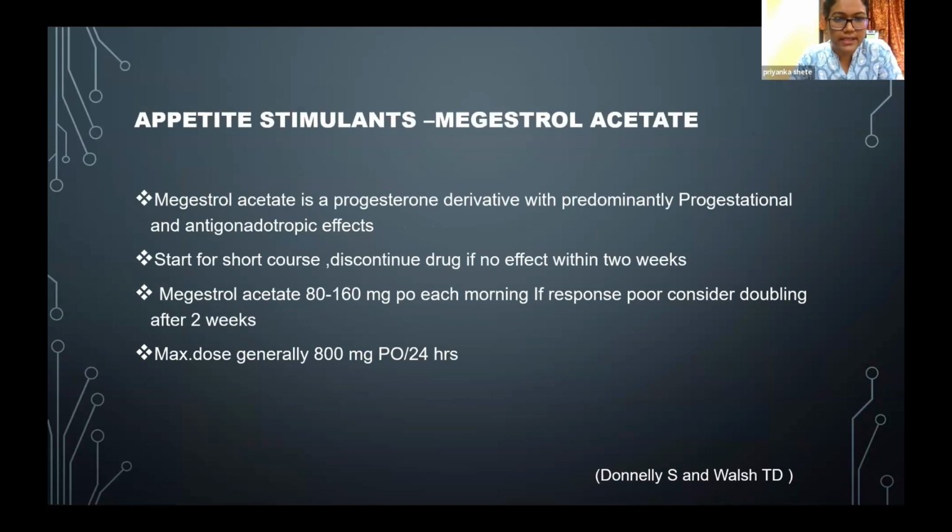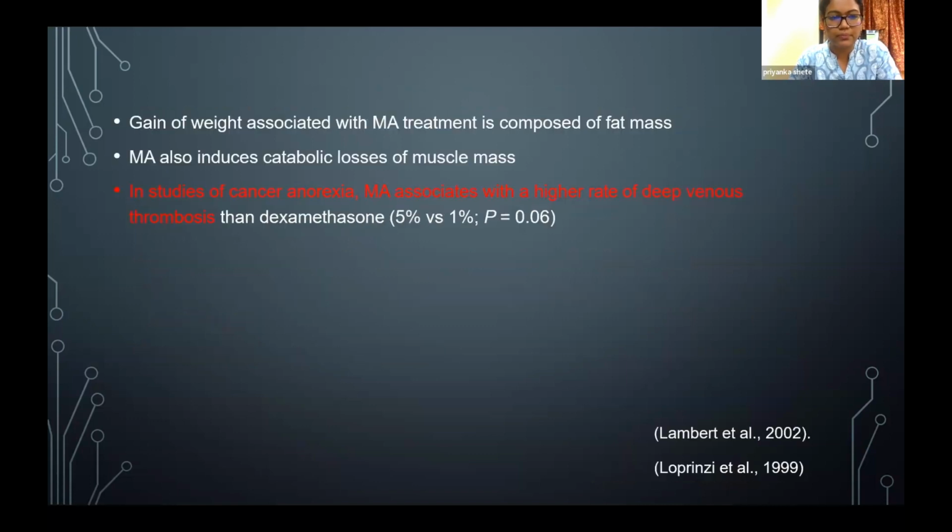Example, megestrol acetate. Megestrol acetate is a progesterone derivative, with predominantly progestational and anti-gonadotropic effects. Start for a short course, and discontinue the drug if there is no effect within 2 weeks. Megestrol acetate 80 to 160 mg per oral each morning. If response is poor, consider doubling after 2 weeks. Maximum dose is generally 800 mg per oral in 24 hours.